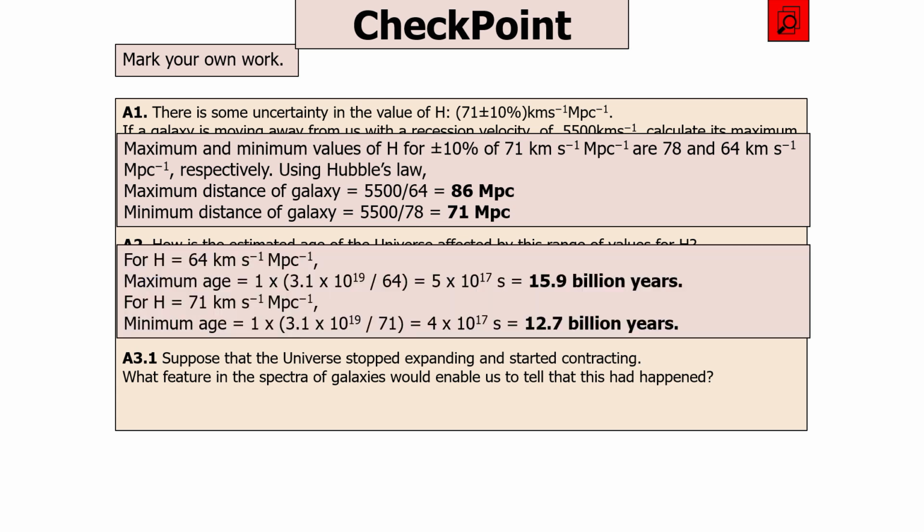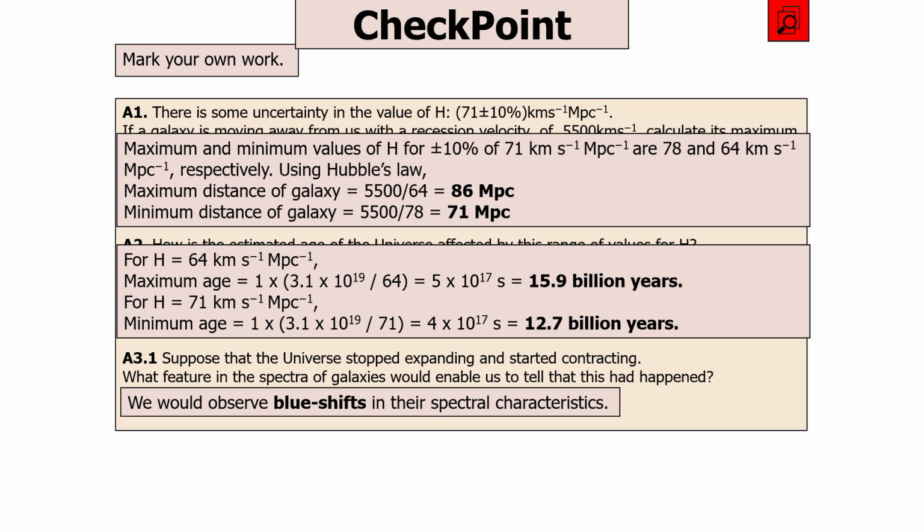Now for the estimated age for each one, you've got to convert the Hubble constant from kilometers per second per megaparsec into seconds to the minus 1. As you can see there, you would do that by dividing by 3.1 times 10 to the 19. So you work that through and you get 5 times 10 to the 17 seconds, which is 15.9 billion years, and 4 times 10 to the 17 seconds, which is 12.7 billion years. Now you can observe if the universe was contracting because we would observe blue shift in spectral characteristics from distant objects, because it indicates coming back towards us.